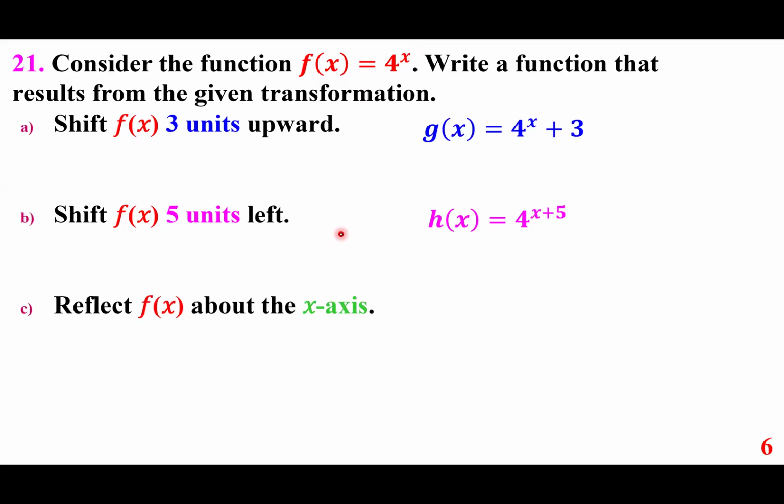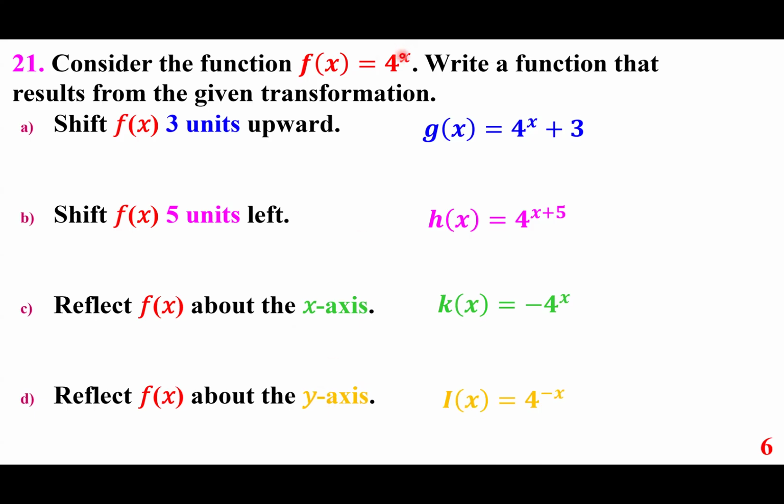Reflected about the x-axis. So you put the negative in front of the y in essence. So minus 4 to the power of x. So h of x is minus 4 to the power of x. Reflected with respect to the y-axis, you put a negative in front of x, so 4 to the power of minus x. i of x is 4 to the power of minus x.